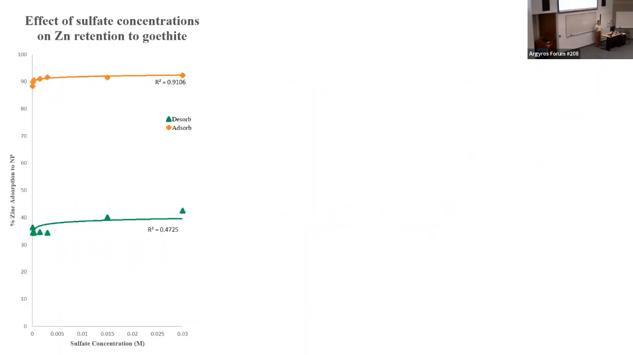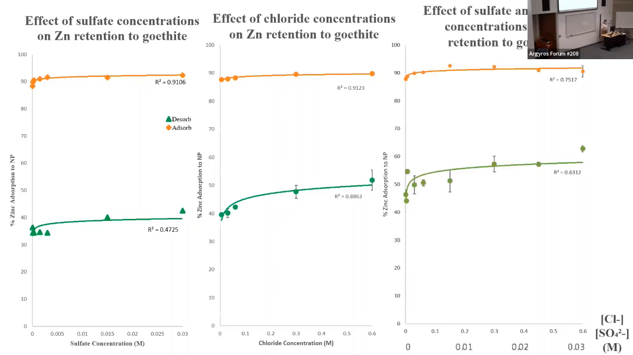So here's our data for the same thing, but with zinc instead of copper. As you can see, pretty similar graphs here. Let me just pull up the other ones. We see a very similar trend with zinc as we do with copper. Once again, the adsorption curves, which are those orange curves, we do see that difference between the adsorption and the desorption curves, but we also see that the adsorption curves are very similar from each different situation.